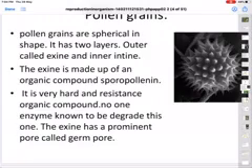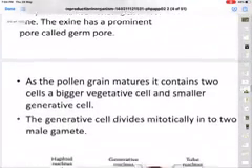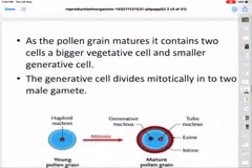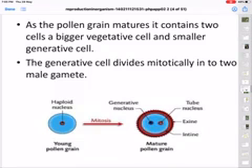This exine has a prominent pore called germ pore. As the pollen grain matures, it contains 2 cells. One is the vegetative cell and the other one is the generative cell. The generative cell divides mitotically into 2 male gametes.